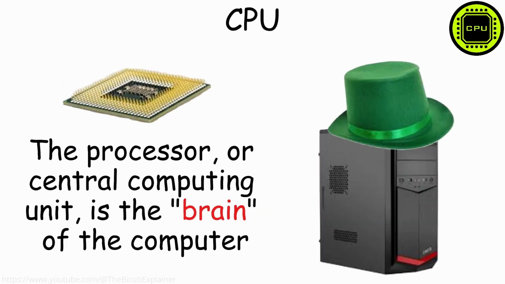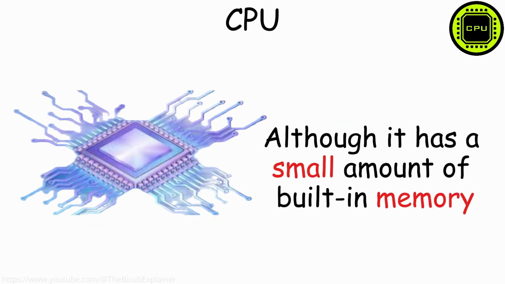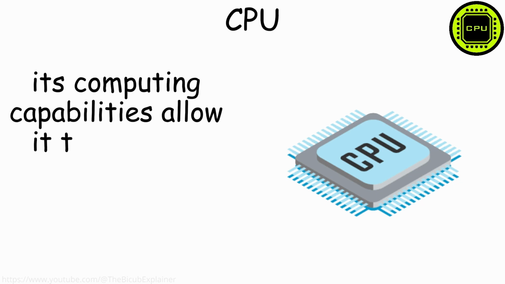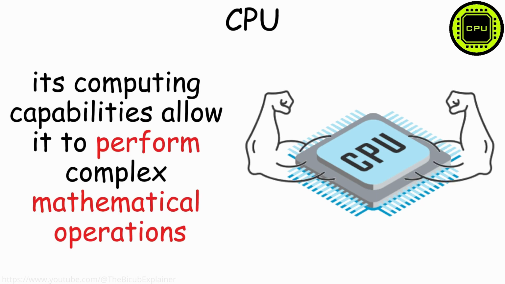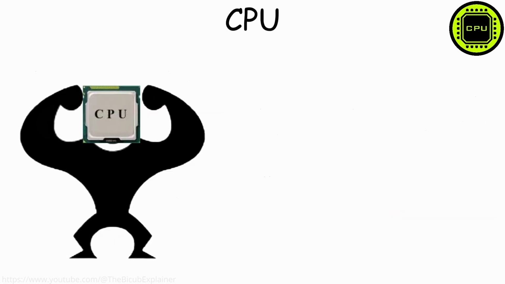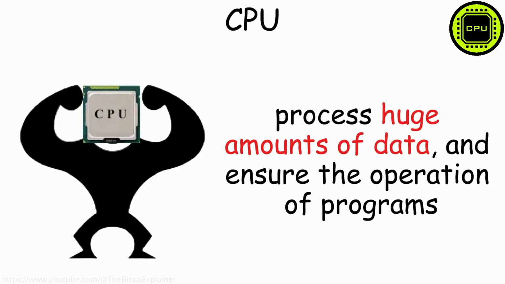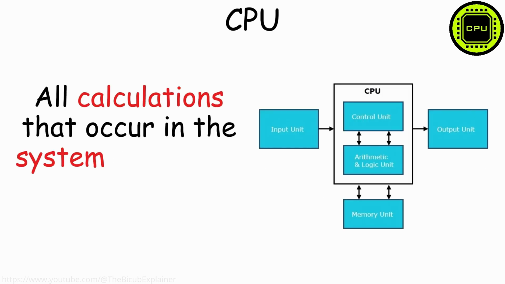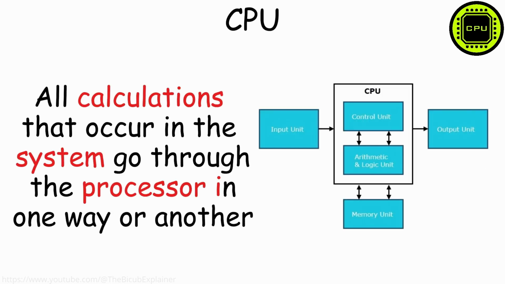CPU, Central Processing Unit. The processor, or central computing unit, is the brain of the computer. Although it has a small amount of built-in memory, its computing capabilities allow it to perform complex mathematical operations, process huge amounts of data, and ensure the operation of programs. All calculations that occur in the system go through the processor in one way or another.